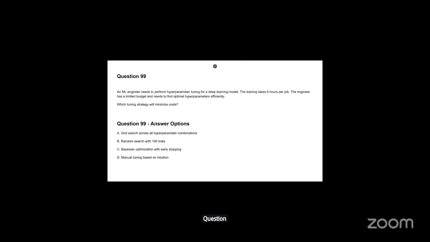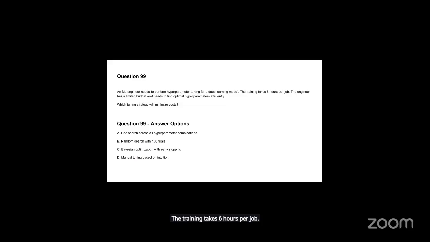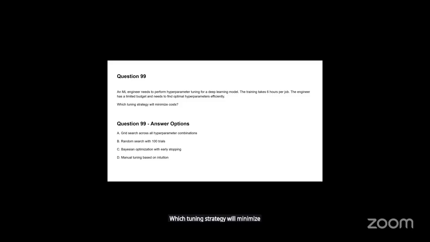Question 99. An engineer needs to perform hyperparameter tuning for deep learning models. The training takes 6 hours per job. The engineer has a limited budget and needs to find optimal hyperparameters efficiently. Which tuning strategy will minimize costs? Grid search across all hyperparameters, random search with 100 trials, Bayesian optimization with early stopping, manual tuning.